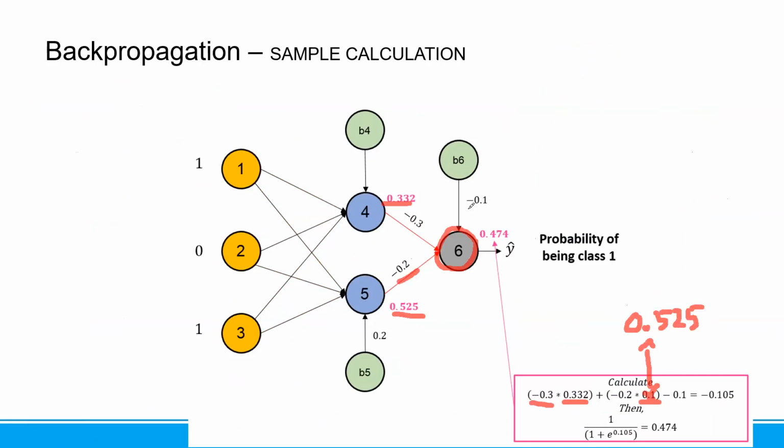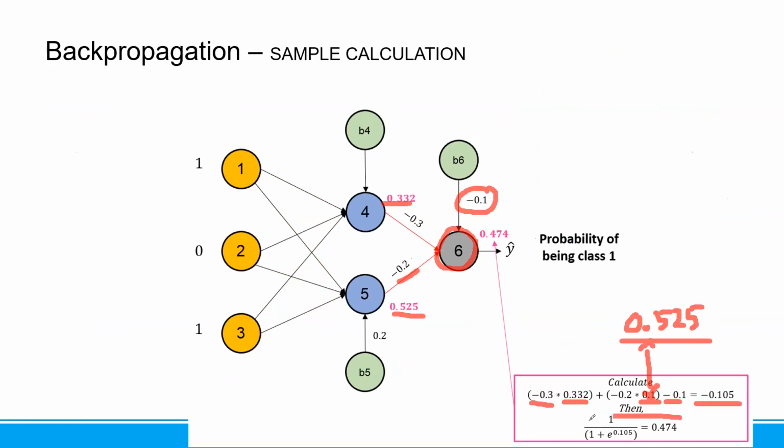Then we minus 0.1, which is the bias. So the value, I guess the value is still the same. Maybe I just mistyped it. Okay, anyway, this should be 0.525.